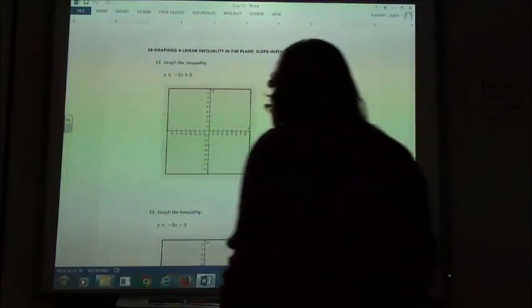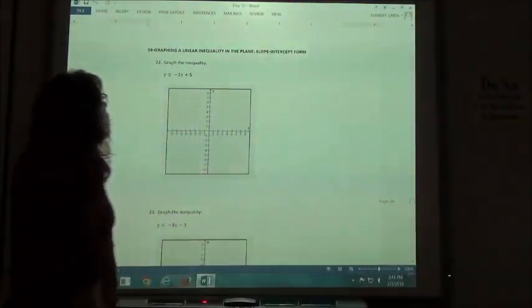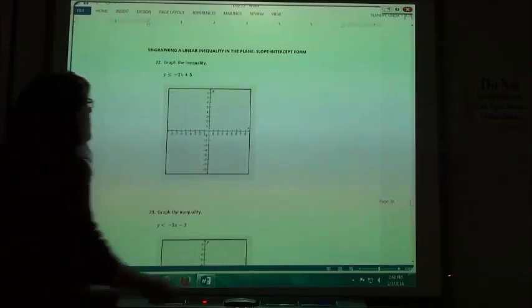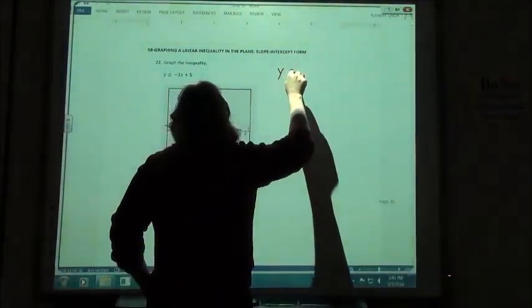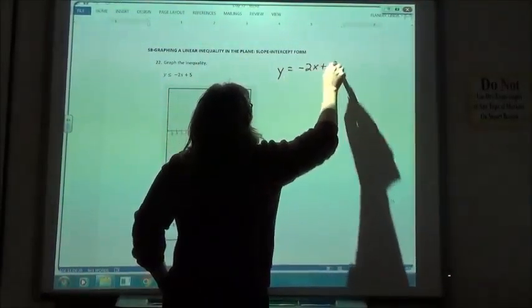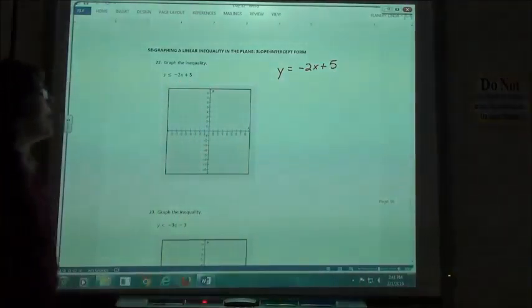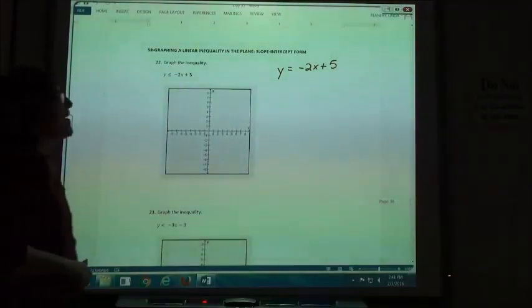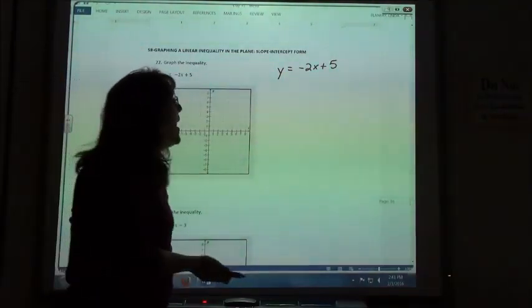Continuing on in chapter 8 here, we're now going to graph some inequalities. So when you graph an inequality, you always start out by graphing it as if there were an equal sign there. So I'm going to graph y equals negative 2x plus 5. Going way back to when we did graphing, we probably decided instead of making a table that just using our slope and our y-intercept is a quicker way to graph.